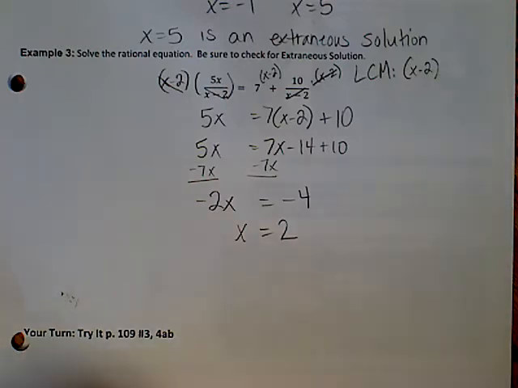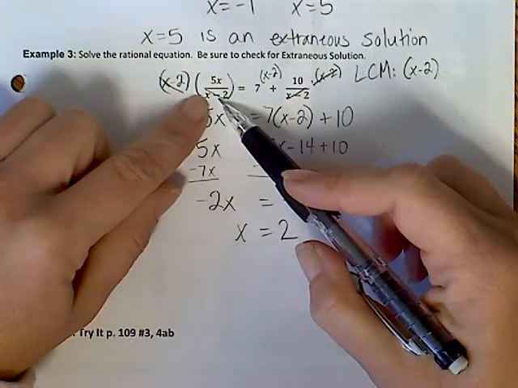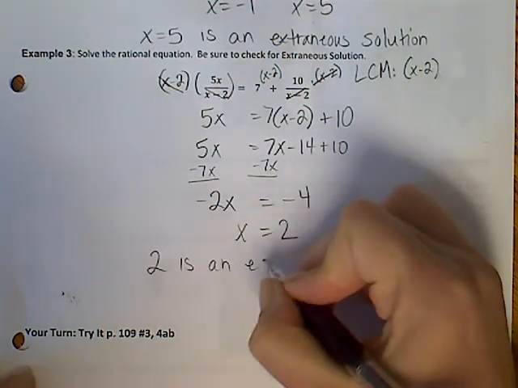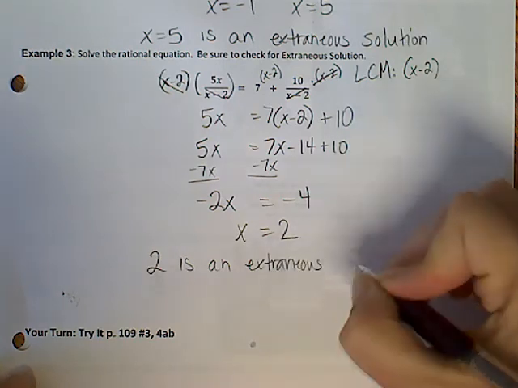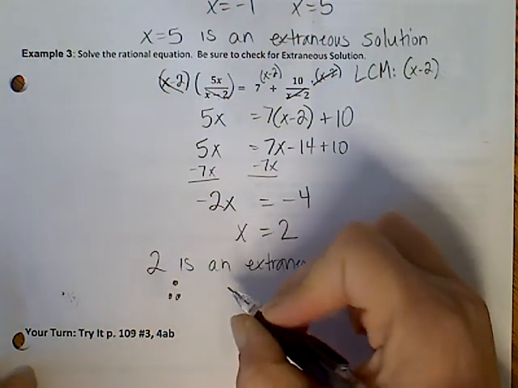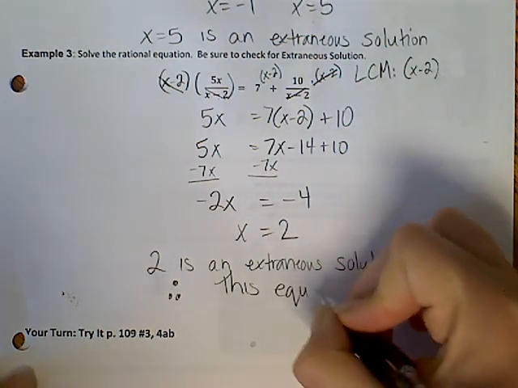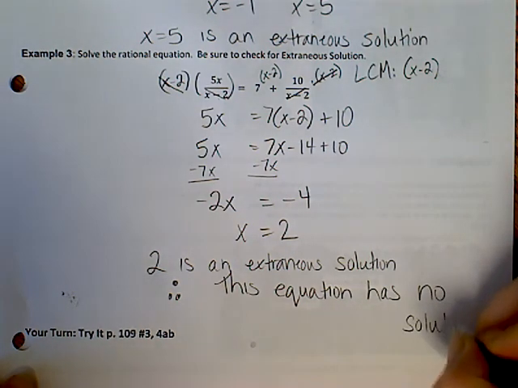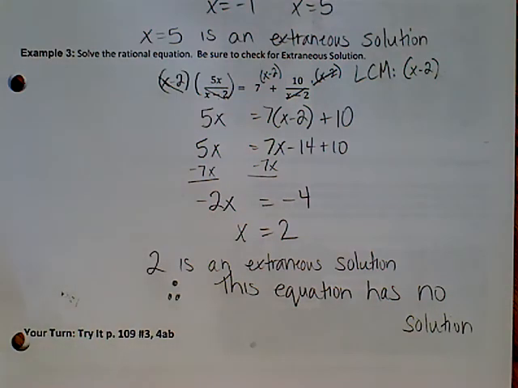Let's check for an extraneous solution. That means I'm going to have 2 minus 2. That would make 0. So 2 is an extraneous solution. Therefore, this equation has no solution. No number will work in this. I cannot solve this. Okay?